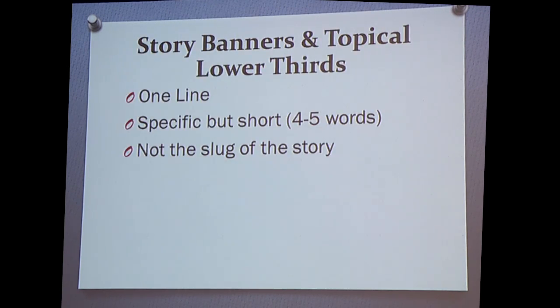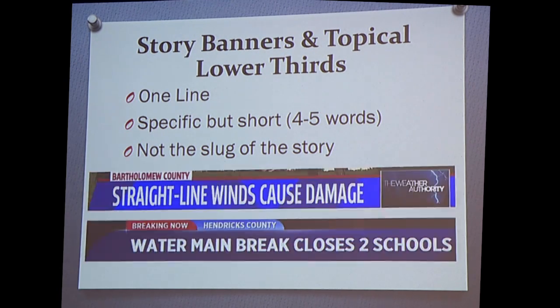When it comes to our story banners or our topical lower thirds, they need to be one line, specific but short, only 4 to 5 words, and not the slug of the story. I cannot express that enough. They don't know the terminologies that we use, the shorthand that we use. And when it comes to story banners and topical lower thirds, we have to make sure that they understand what's happening. So here are 2 good examples.